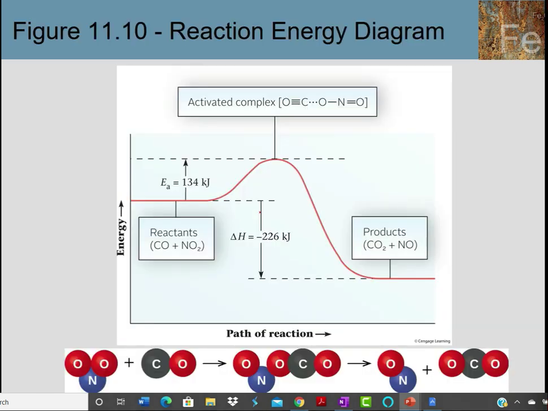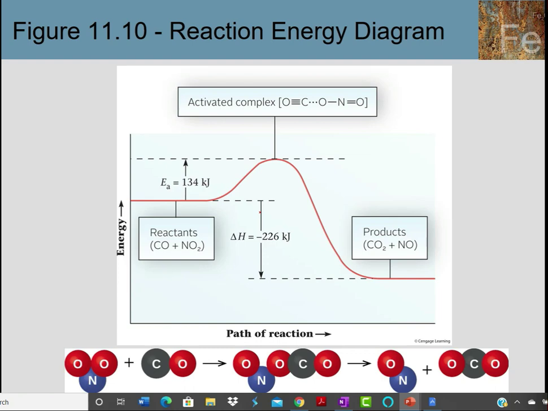Now, from an energy standpoint, going back to the last unit where we were talking about energy, the energy or enthalpy of the reactants, in the case of the reaction we showed earlier, the nitrogen dioxide reacting with carbon monoxide, the reactants are going to have more enthalpy than the product.